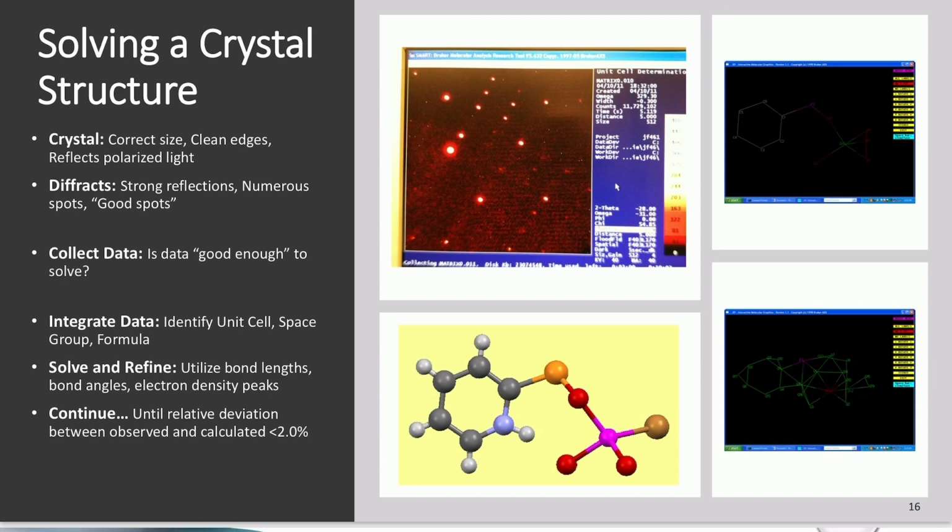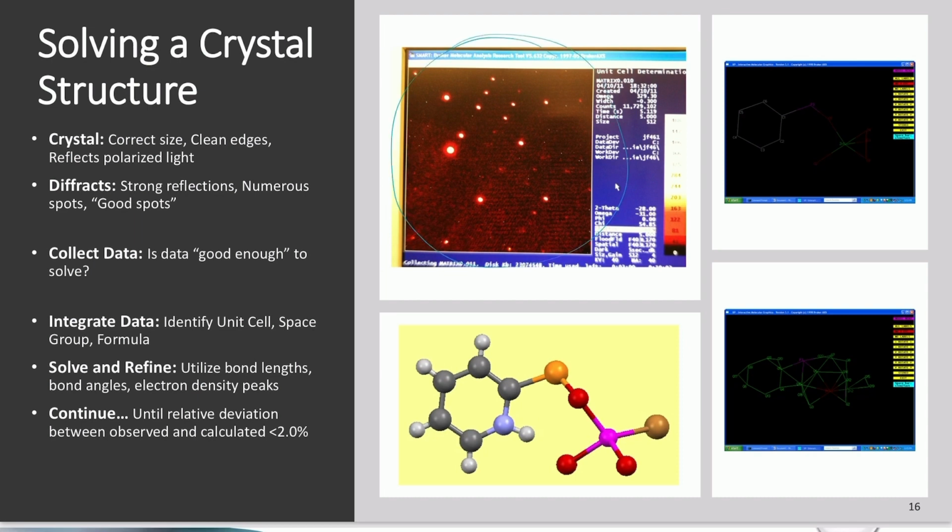For single crystal, though, you do need to find the perfect crystal. That can be a very hard thing to do. You want the correct size, very clean edges, and it needs to be able to reflect polarized light. For people who do single crystal X-ray diffraction, a lot of their time is spent just finding the right crystal, growing the right crystal, elucidating the right crystal out of the mix. It's going to diffract, which is your strong reflections. Numerous spots mean good spots. So you see these lights on here, this is the diffraction pattern.